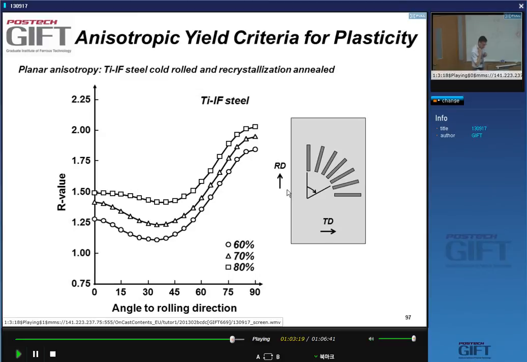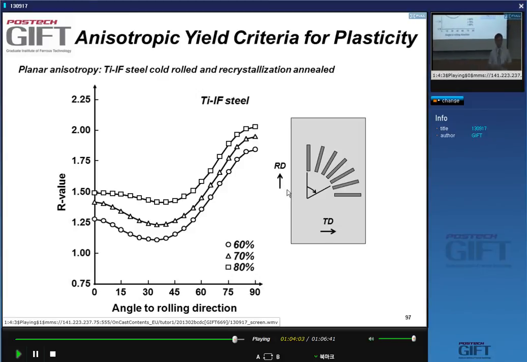If I have, for instance, a sheet metal, a cold rolled, highly formable steel being tested, and I measure the mechanical properties in samples that were taken at different angles to the rolling direction, as shown in this graph. And in these samples, I measure a property called the R value. And the R value is nothing else but the ratio of the width strain over the thickness strain during plastic deformation.